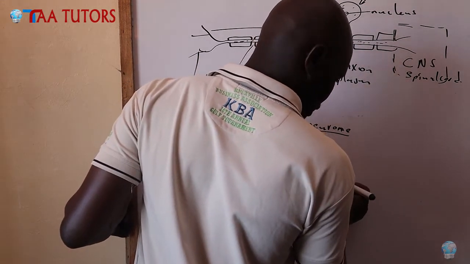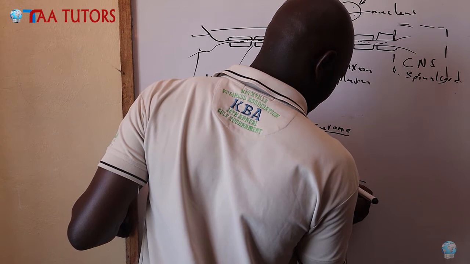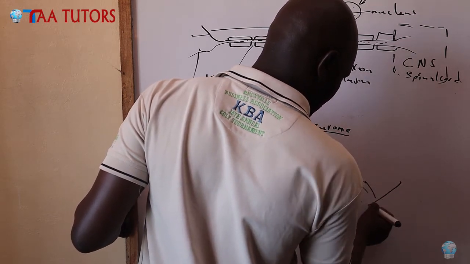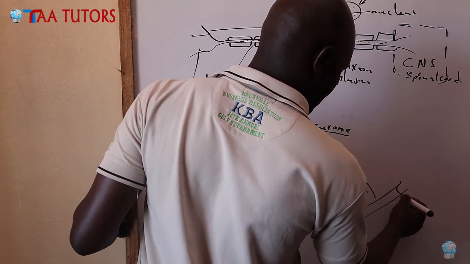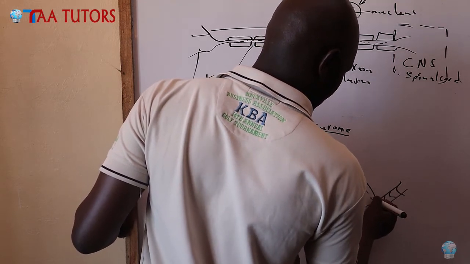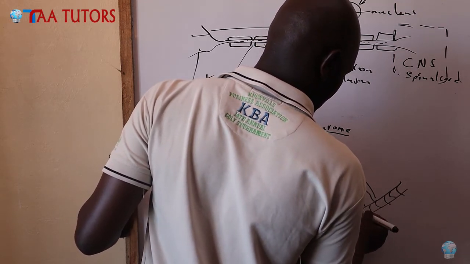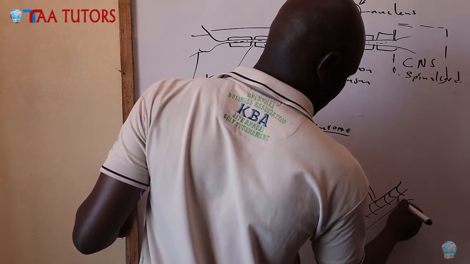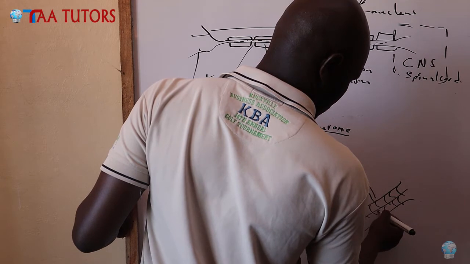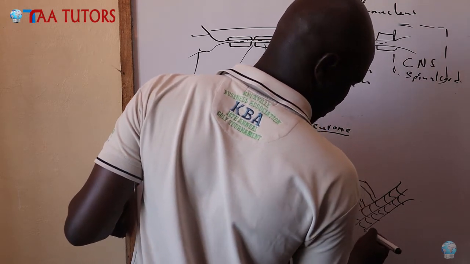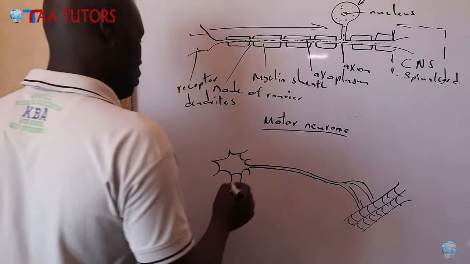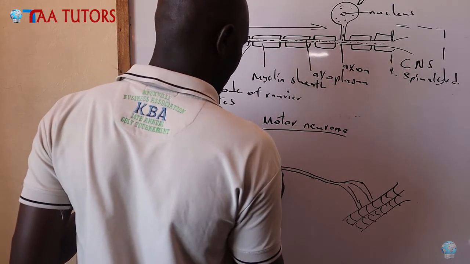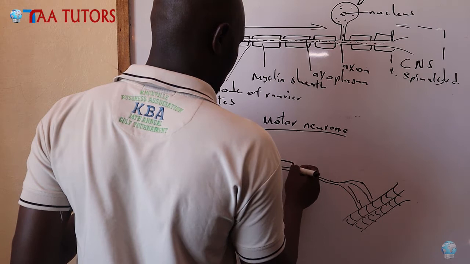And then I can say that this part here is having the dendrites also that are getting into the effectors. So in this case, I can have my effectors to be this one. So these are the effectors that I'm having here. So just like the other cell, it also has the myelin sheath. So I can indicate the myelin sheath.